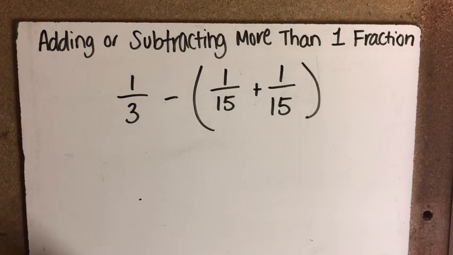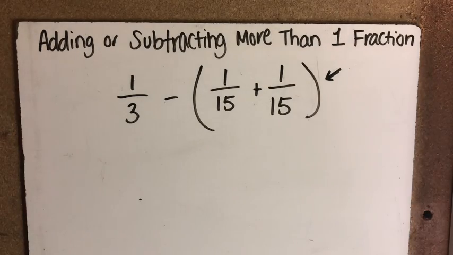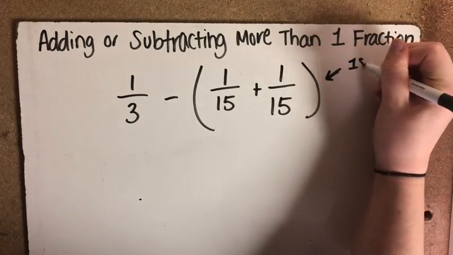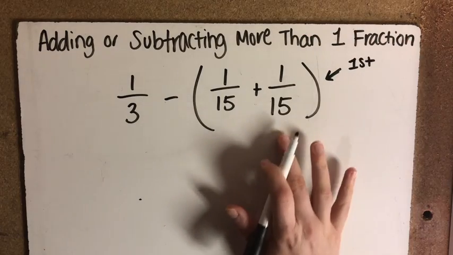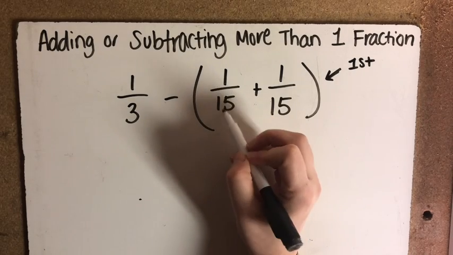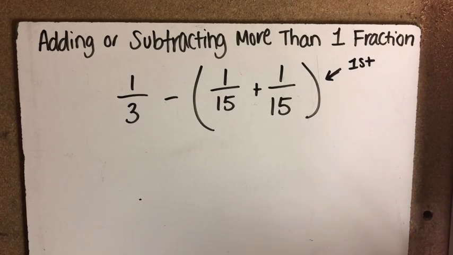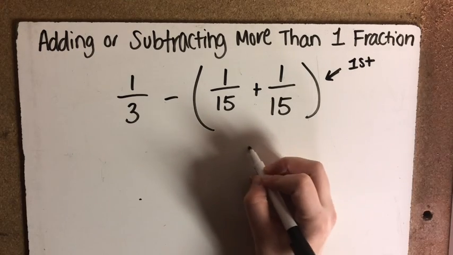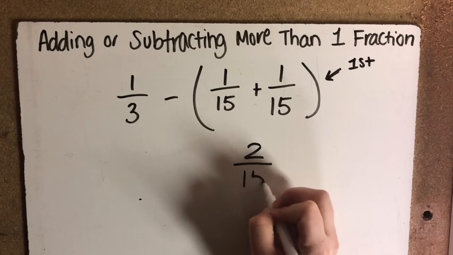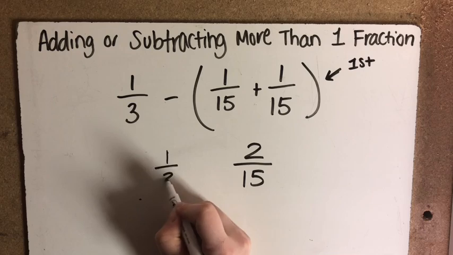All right, so the most important part is these parentheses here. They tell us to solve them first. Okay, so you want to solve what's in the parentheses first. You always have to do the parentheses first. So that means we're doing 1/15 plus 1/15. Luckily, they have the same denominator, so they're very easy to add. So we get 2/15.